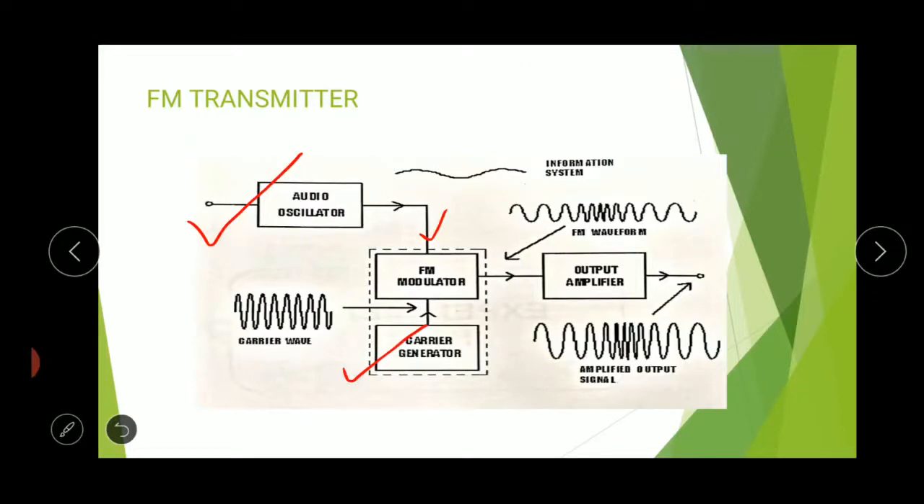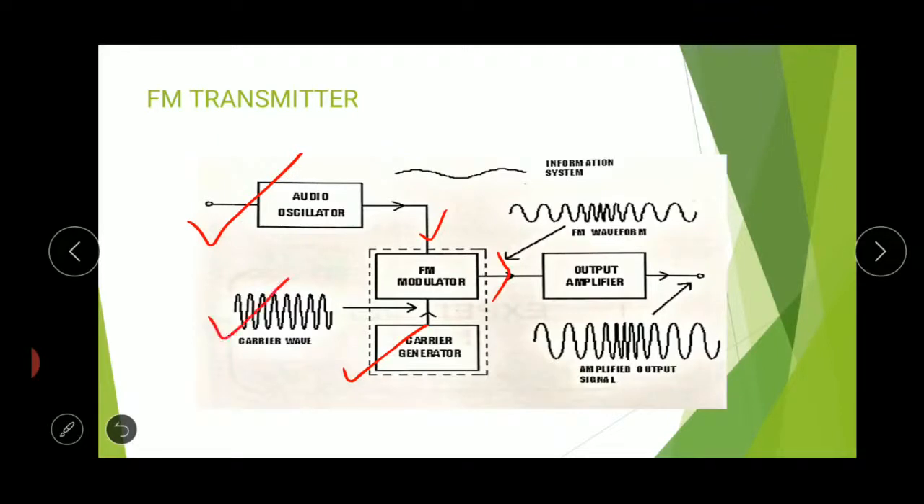As you know, in FM modulation the frequency of the carrier signal changes according to the amplitude of the modulating signal. So the FM modulator does that, and at the output we get the modulated signal. After that the output amplifier just amplifies that signal and transmits it.